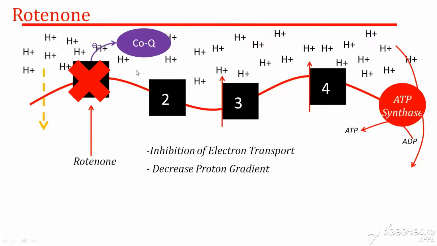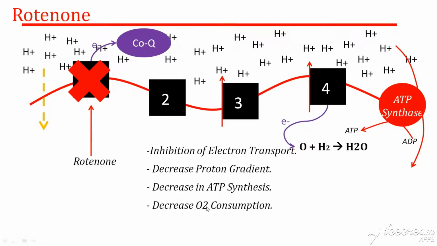Now, because of the blockage of electron transport through these complexes, they're not going to enter a high energy state, so they're not going to be able to pump hydrogen ions into the intermembrane space. And this, of course, is going to decrease the proton gradient. There is going to be a decrease in ATP synthesis because the lower the gradient, the lower the ATP synthase can produce ATP. And there's also going to be a decrease in oxygen consumption because complex 4 is not going to donate its electron to oxygen to form H2O, so oxygen is not going to be needed.